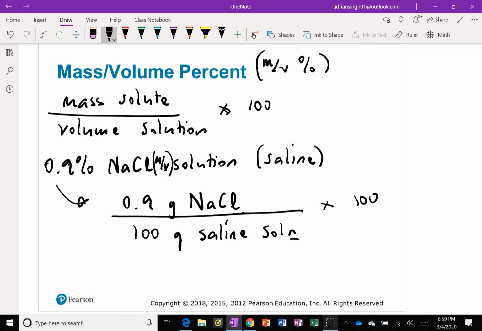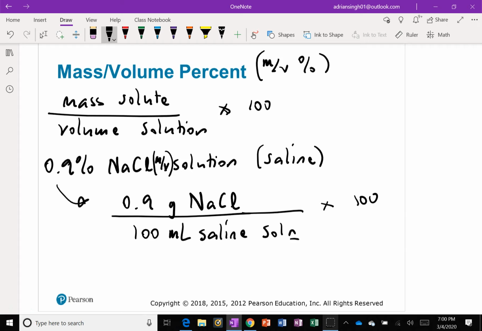You're just using grams because you can? We're using, I'm sorry, whoops. Yeah, for 100 mils. I apologize. So mass over volume, you should have a unit of mass divided by a unit of volume. So grams over milliliters would make sense for the 0.9% NaCl or saline solution.